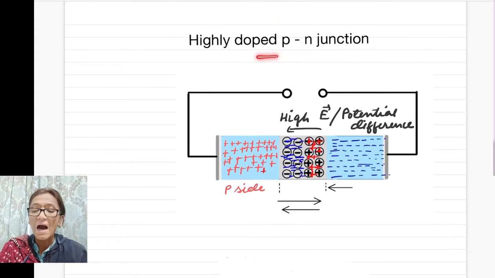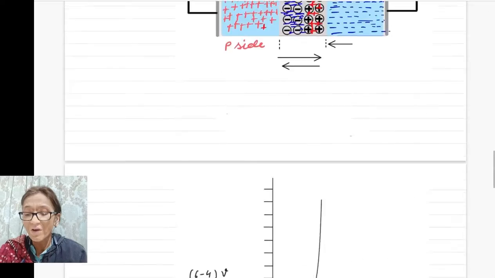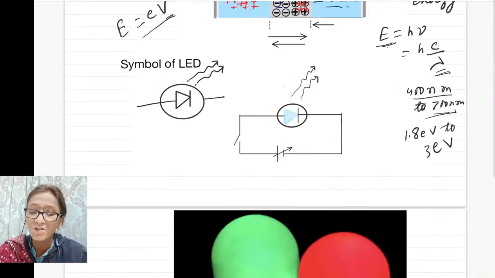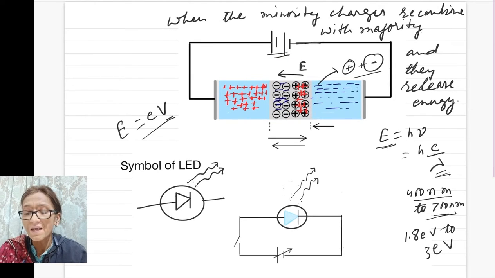So, highly doped PN junction. Why is a highly doped PN junction needed? When high doping is done, the electric field will be high and the potential difference will be very high. Then you will have to apply a very high potential difference from outside. Outside potential also will be high. And when charge comes to this side, it will have very high energy due to this high potential difference.